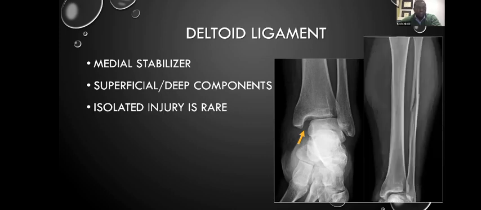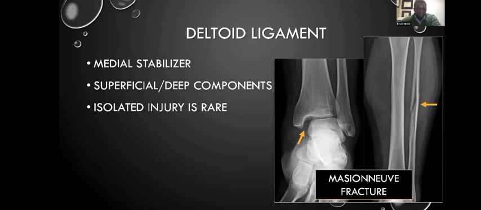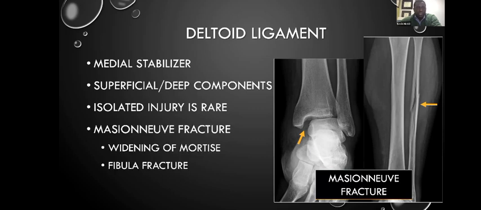And so even when you think there might be an isolated injury, what you can sometimes have is what you call a Maisonneuve fracture, where the injury propagates up through the syndesmosis and ends up creating a fracture of the fibula. And there you'll see the widening of the mortise on the medial side, and then also a fracture of the tibia.